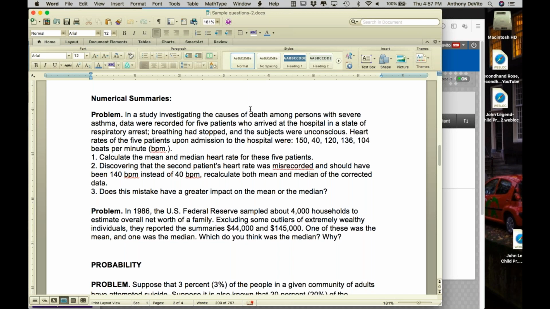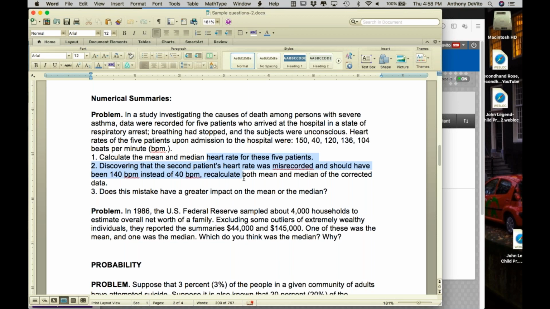You're okay? Good. In a study investigating the cause of death among persons with severe asthma, data were recorded for 5 patients who arrived at the hospital with a stated respiratory rate. Breathing had stopped. The subjects were unconscious. Heart rates of the 5 patients on admission to the hospital were 150, 40, 120, 136, and 104. Calculate the mean and median heart rate for these 5 patients.